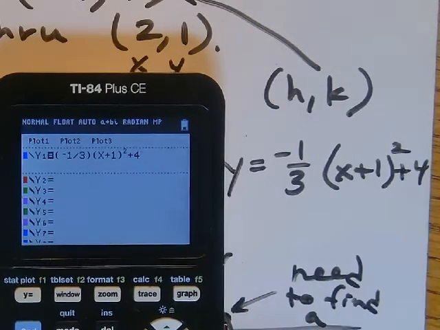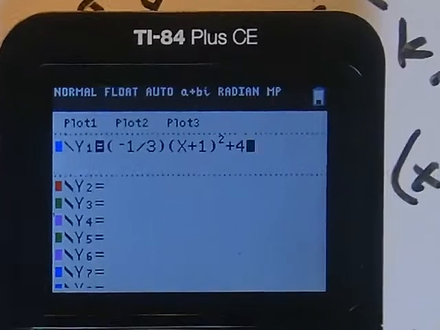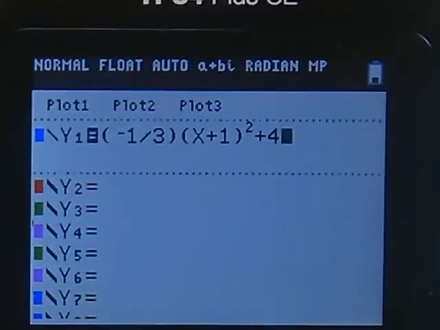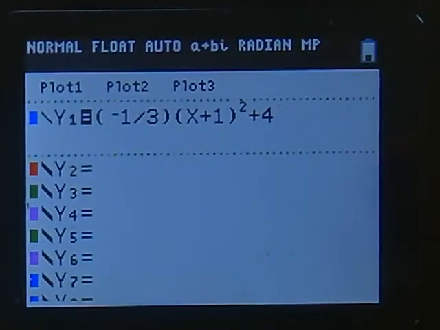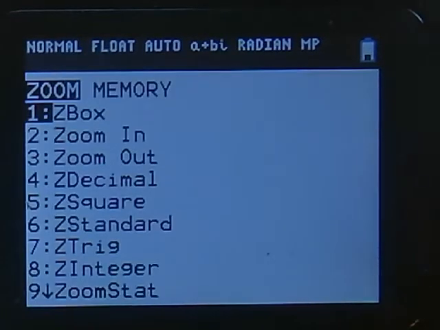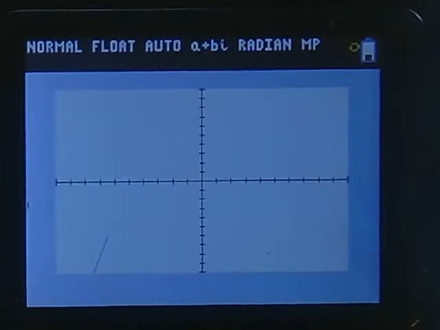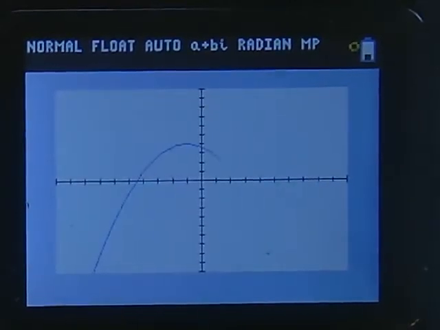I'm going to go ahead and make this a little bit bigger so we can see the whole screen better. Let's see what this graph looks like. Let's go ahead and graph it. I'm going to graph it in a standard window, so I'm going to zoom, standard, and that's the picture that we saw before.